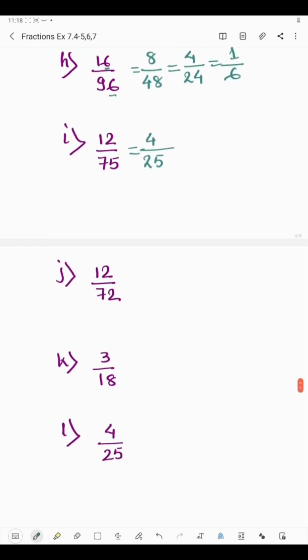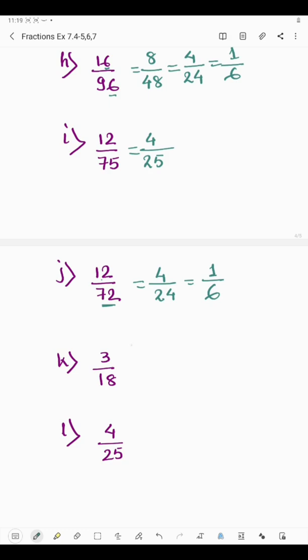Okay. Now in the J part we have 12 by 72. So again 12 comes in 3's table, and if you find the sum of the digits you will get 9, which comes in 3's table. That means both numerator and denominator will be divided by 3. So 3 4s are 12 and 3 2s are 6, 3 4s are 12. Okay. Now 4 and 24 both come in 4's table, so 4 1s are 4, 4 6s are 24. So 1 by 6 is the simplest form of 12 by 72.